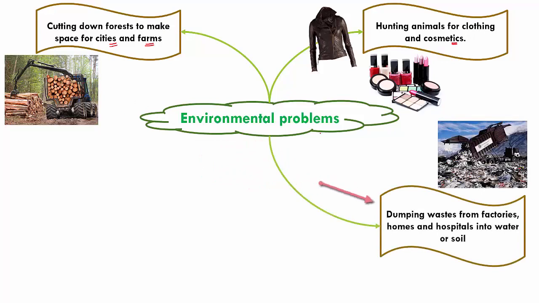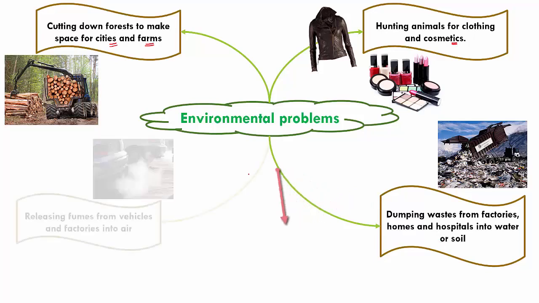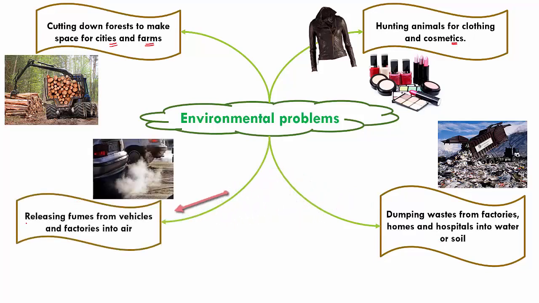The third one is that we are dumping waste from factories, homes and hospitals into water or soil. This again is not something that is very nice. We are polluting our environment. And the last one is that we as human beings are releasing fumes from our vehicles and from factories into the air, and we're polluting the air. This again is another environmental problem. So broadly, we've classified environmental problems into four: cutting of trees, hunting of animals, dumping of waste, and releasing of fumes from our vehicles.